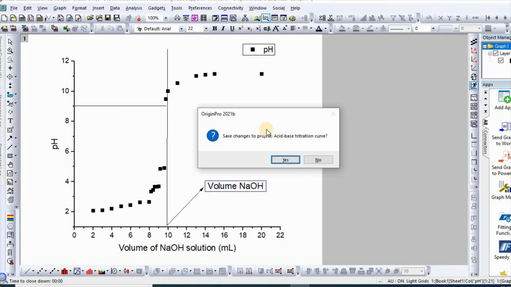So this is how we can easily plot acid-base neutralization curve, and after some modification we can easily make it publication quality.